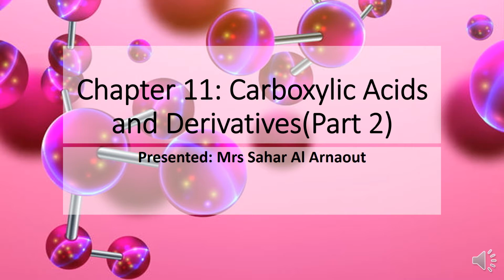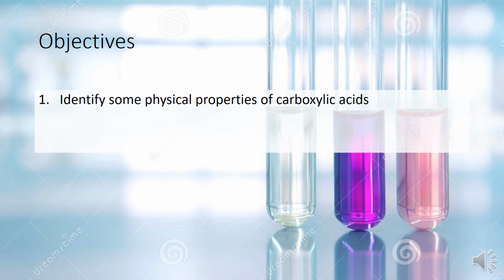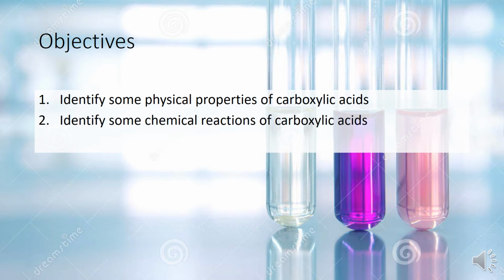Today I'm going to continue the explanation of Chapter 11, Carboxylic Acids and Derivatives. The objectives that you will learn during this session are two. The first one, identify some physical properties of carboxylic acids. The second one, identify some chemical reactions of carboxylic acids.